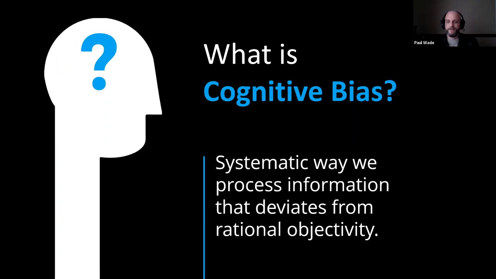So when I say systematic, it's inbuilt in us. We all have bias somewhere in us, some more so than others. Some have different biases. We might even not have all the same biases, but they are in there and they are automatic.